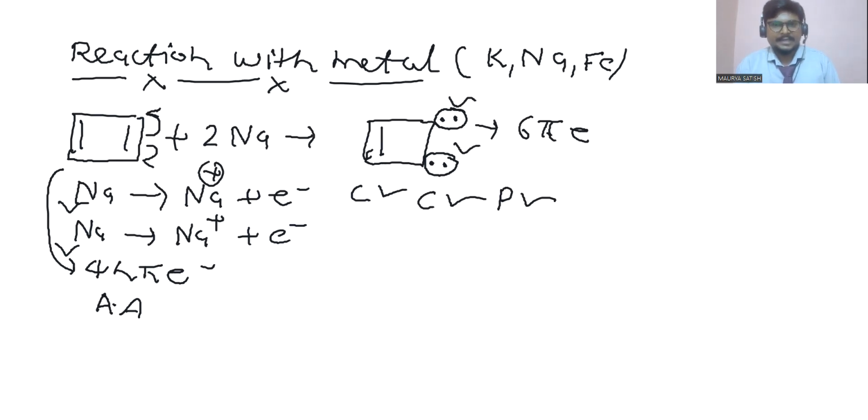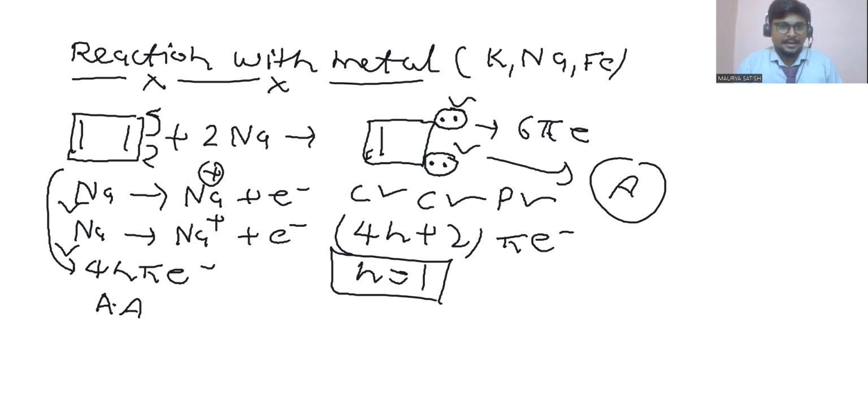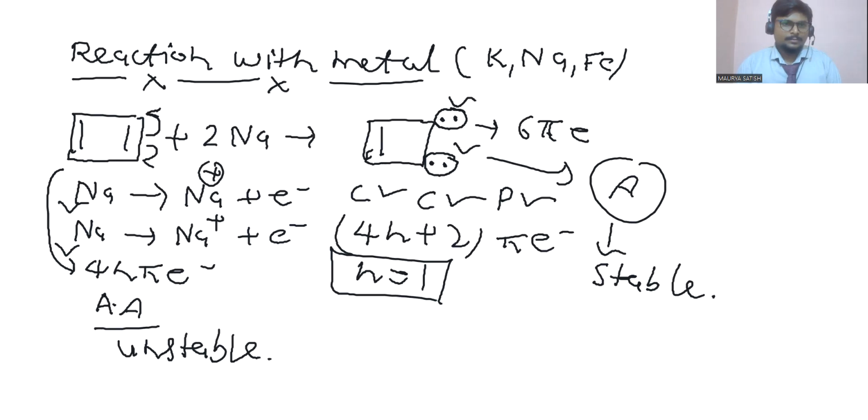So obviously it satisfies 4n plus 2 pi electrons. If you put n equals to 1, you get 6 pi electrons. That means this time it is aromatic. Anti-aromatic is least stable, unstable. If you convert it to aromatic, then this compound is more stable. This goes from unstable to more stable. You know that each and every thing tries to become more stable in the universe. Let us see one more example.